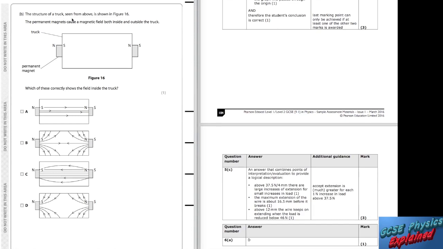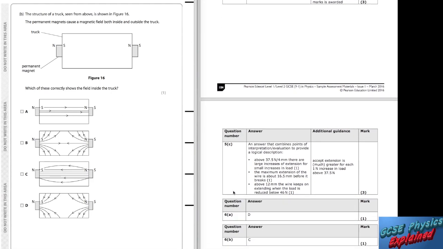Part B. The structure of a truck seen from above is shown in figure 16. The permanent magnets cause a magnetic field both inside and outside the truck. Which of these correctly shows the field inside the truck? And the answer is C. Remember, field lines travel from the North Pole into the South Pole. So from the north into the south, and they are shaped in a circle like that around the edges, and they are uniform in the middle.